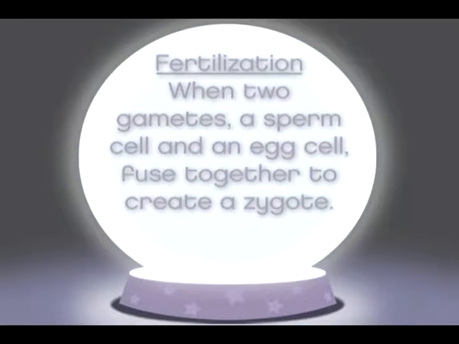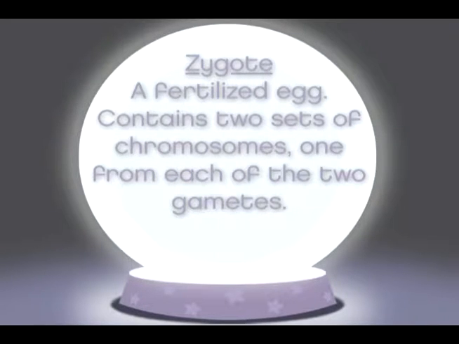Fertilization is when two gametes, a sperm cell and an egg cell, fuse together to create a zygote. A zygote is a fertilized egg. It contains two sets of chromosomes, one from each of two gametes. Now before we start, let's make sure we are really clear about what an allele is. An allele is the form the gene takes. For example, you have a gene for eye color, meaning your body has these instructions to give you an eye color.